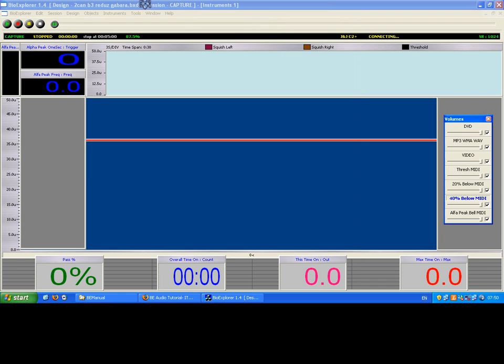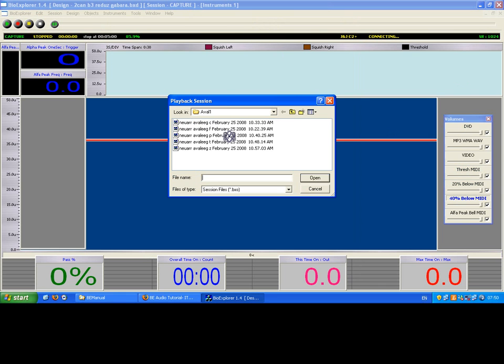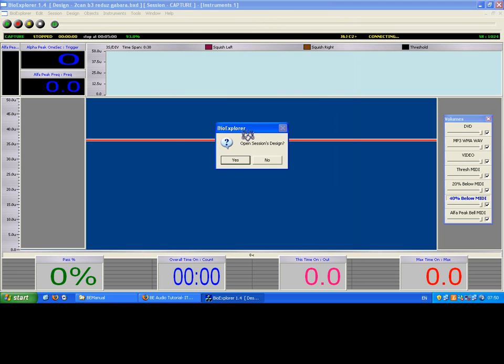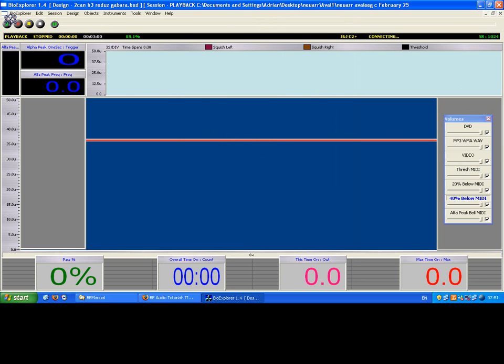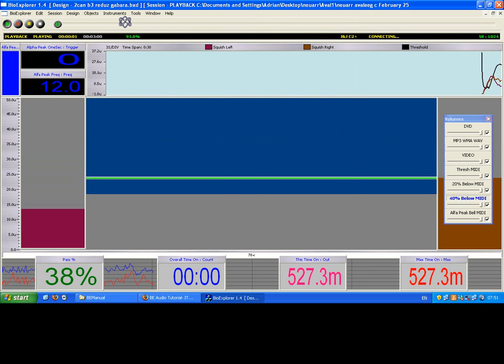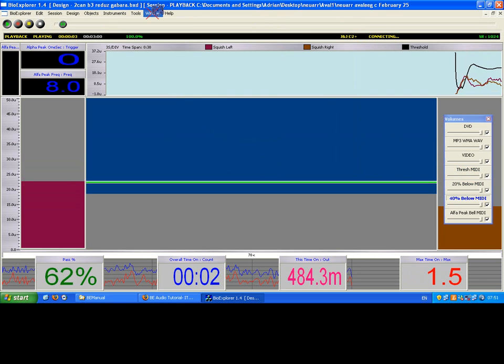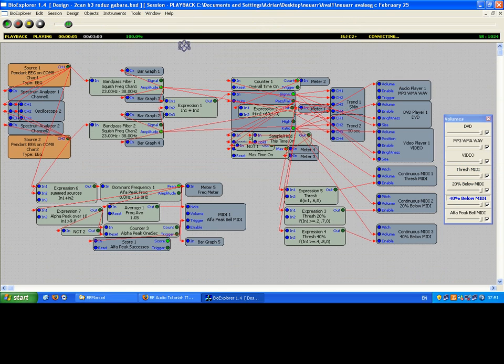What I placed here are 3 continuous MIDI objects that are all fed from the same bar. Let's load up a session. Okay, I'm not going to do the session design, so any old session will do. And now we can hear the results of a chord beginning to be present.